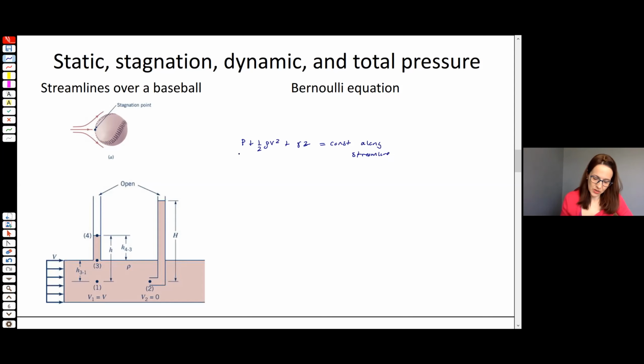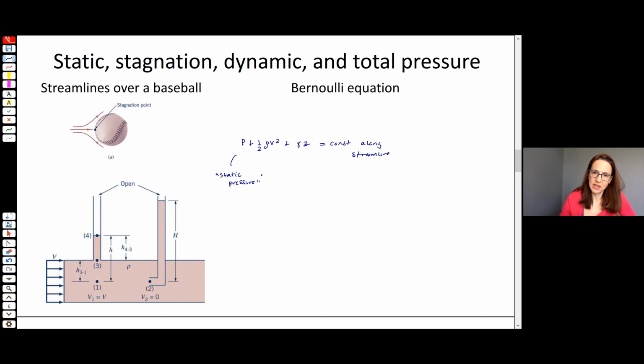All right, so this first term is the thermodynamic or static pressure. And that's what we think of when we think of a fluid pressure. If you measure pressure in the fluid, in a moving fluid, you're measuring the static pressure.